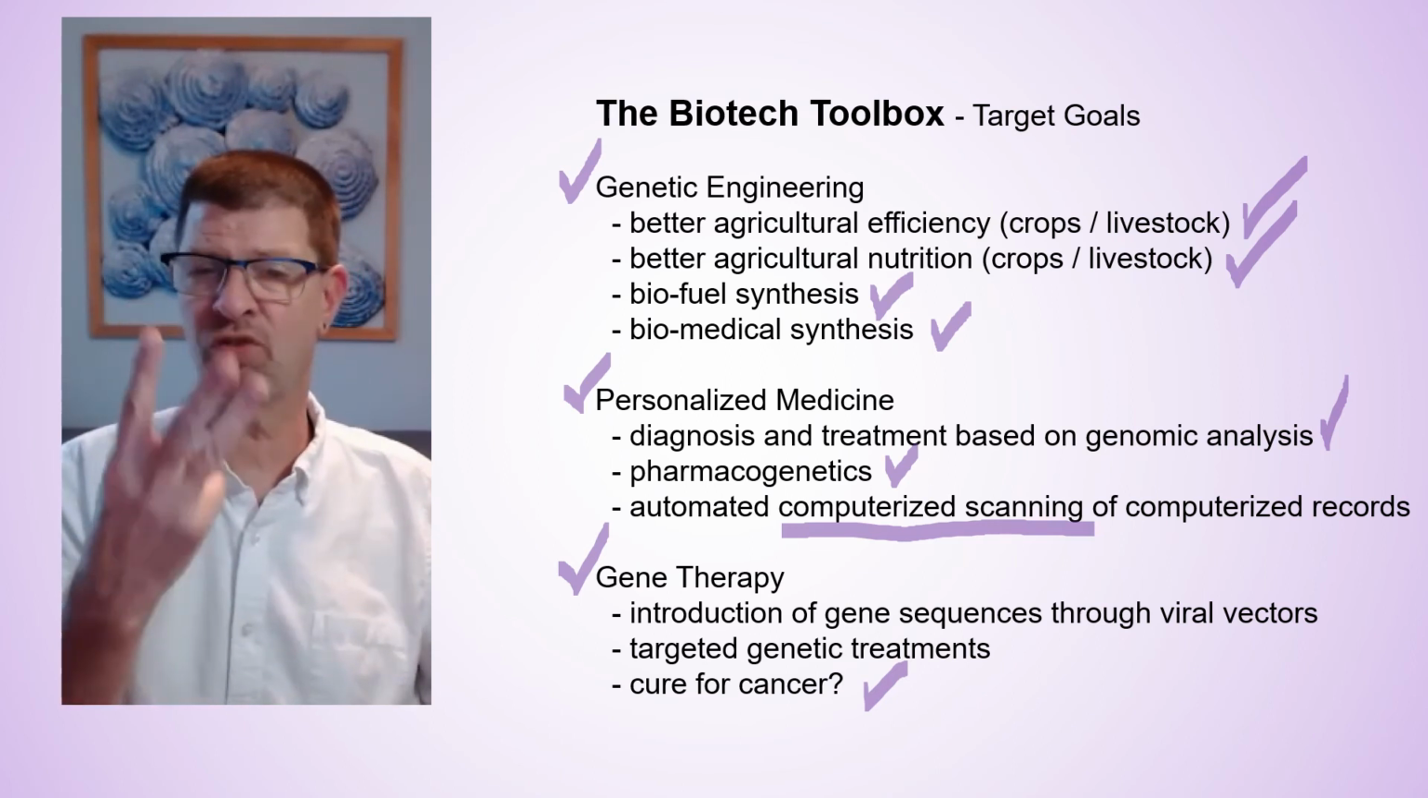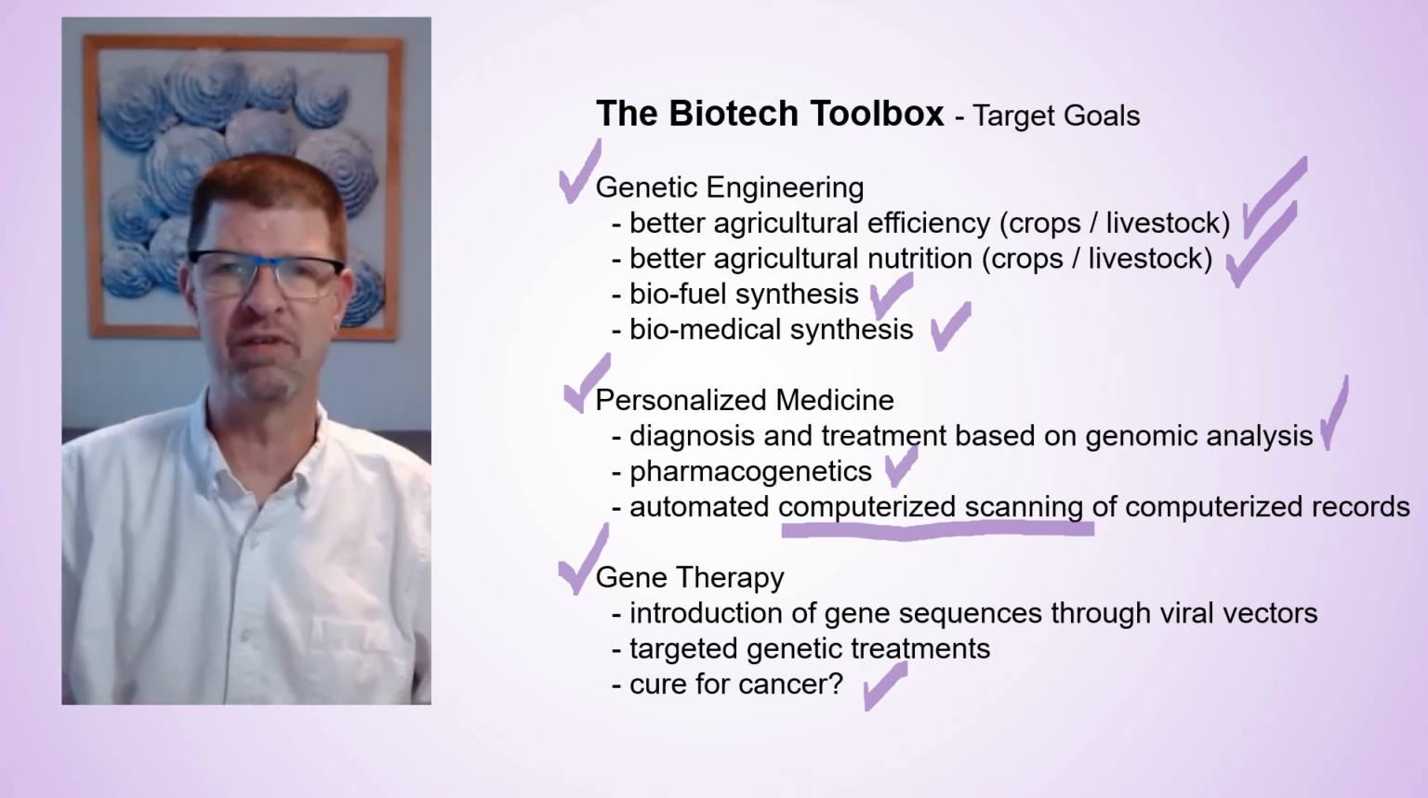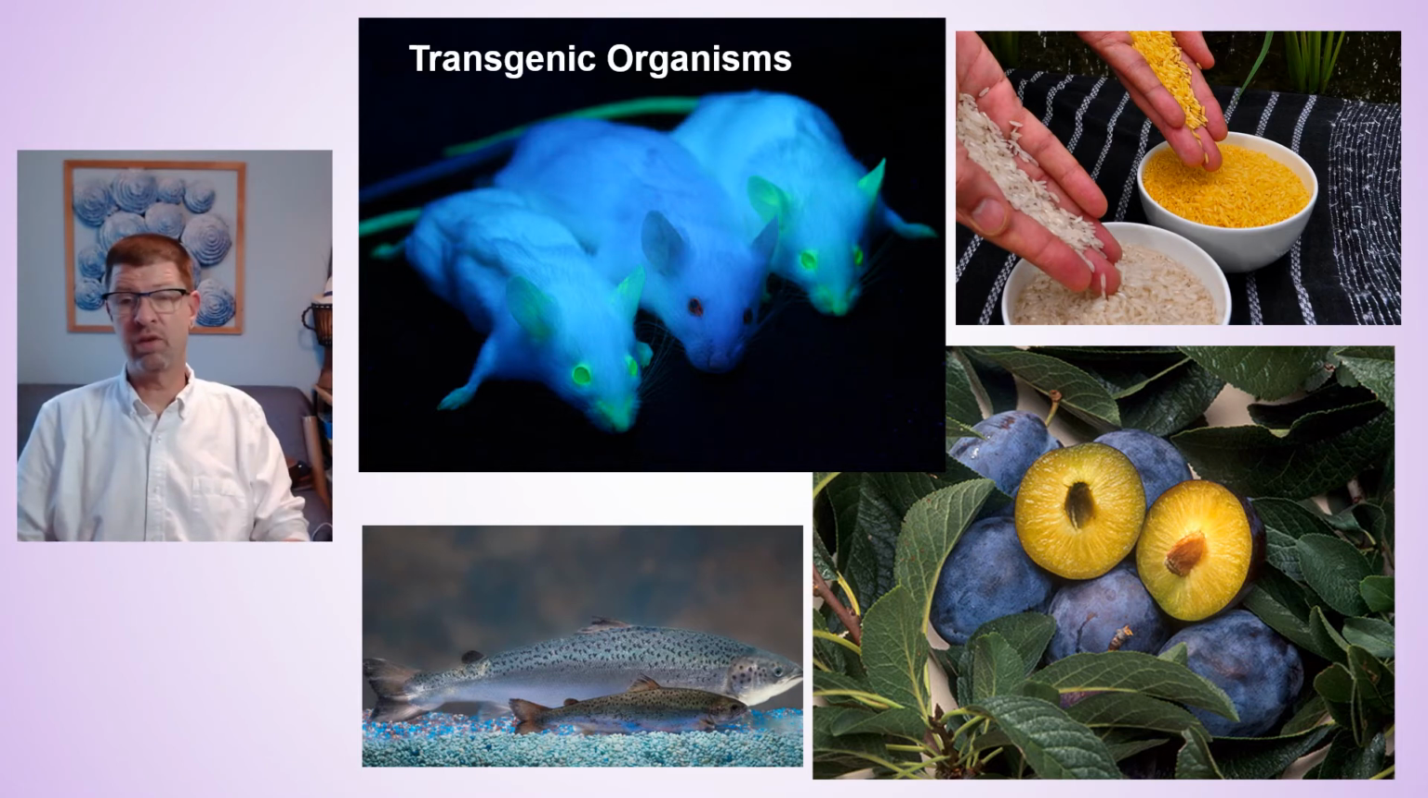So let's remember these three things. Let me give you just some examples of them. Okay, so here's some examples of genetic engineering. These are transgenic organisms, which means organisms that contain genes that weren't there until we put them in. Here are some mice that have glow-in-the-dark jellyfish genes in them.